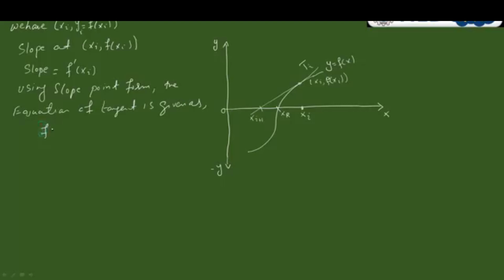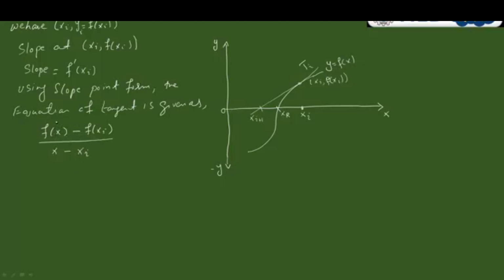f of x minus the point at which we are working on it. So we are working on this point. Okay, so f of xi divided by x minus xi, where x could be any point on this line. Okay, x could be anywhere on this line. So whatever the point x is, we can find the value of the function as well.